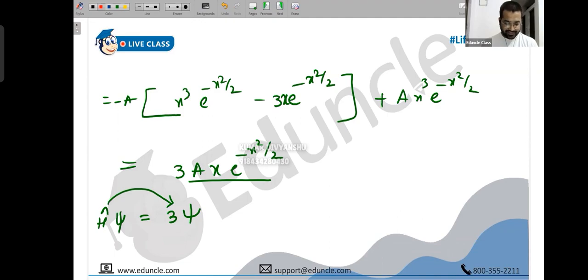So the eigenvalue is 3. Absolutely. This operator on the function gives eigenvalue into function. The eigenvalue is 3, whatever the answer was. So that's about commutators.